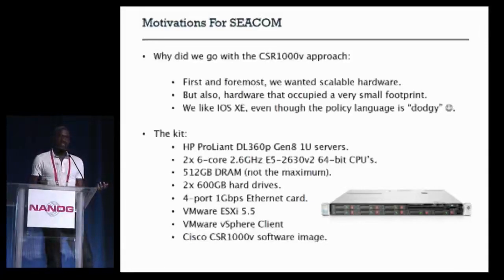In fairness, 512 gig of RAM is more than enough. So that box is capable of about 768. So we've got about 90% memory installed in the box. The other thing to note also is the 4-port Ethernet line card, which I'll talk about later. We run VMware ESXi 5.5 on that to start, and then obviously Cisco CSR1000V on top.